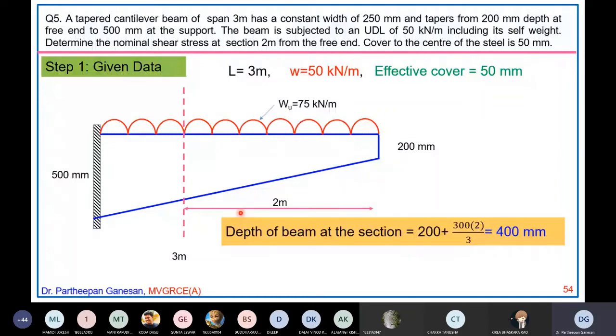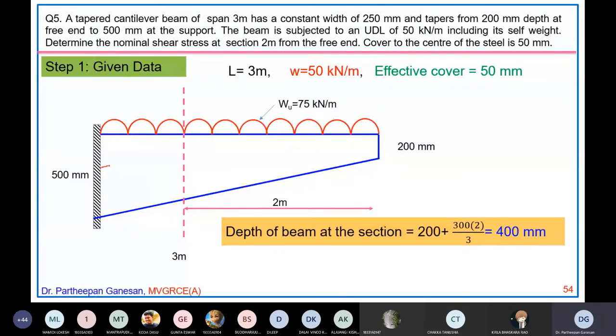For that, see here. So I need to know what is the depth of the beam here. What is the depth of the beam here? I know this is 200 mm. This is 500 mm. So if I take 200 mm constant like this, sorry, this is not straight.